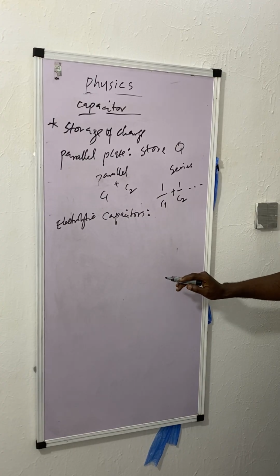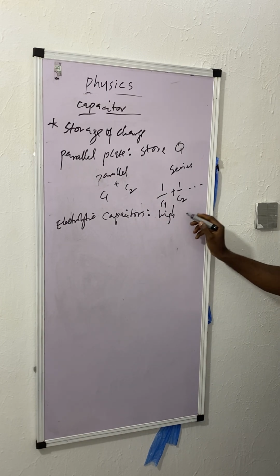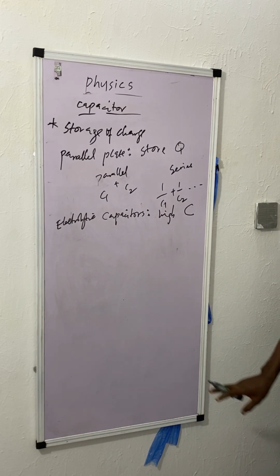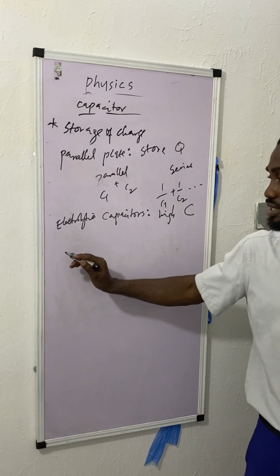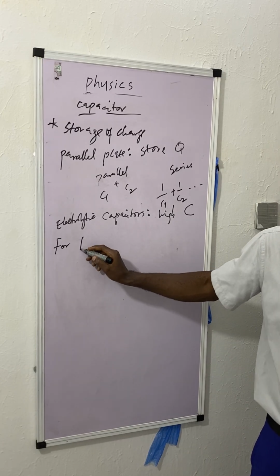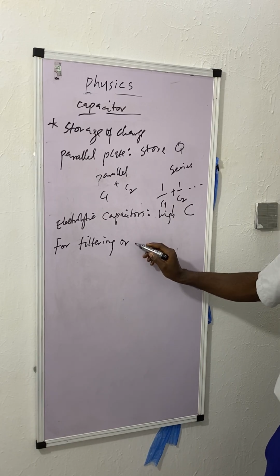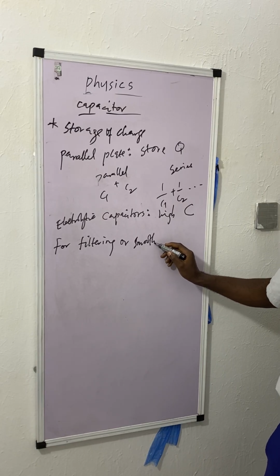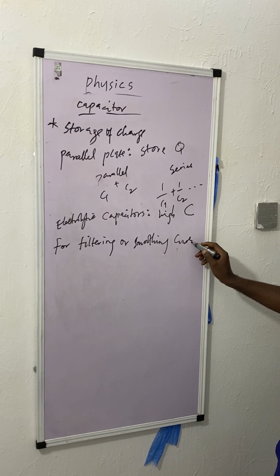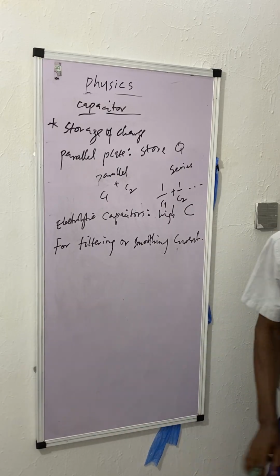The electrolytic capacitors have a higher capacitance. Big C, capital letter C, is capacitance, and they are used in circuits for filtering current. Filtering current, or smoothing current. All right, that's the function.